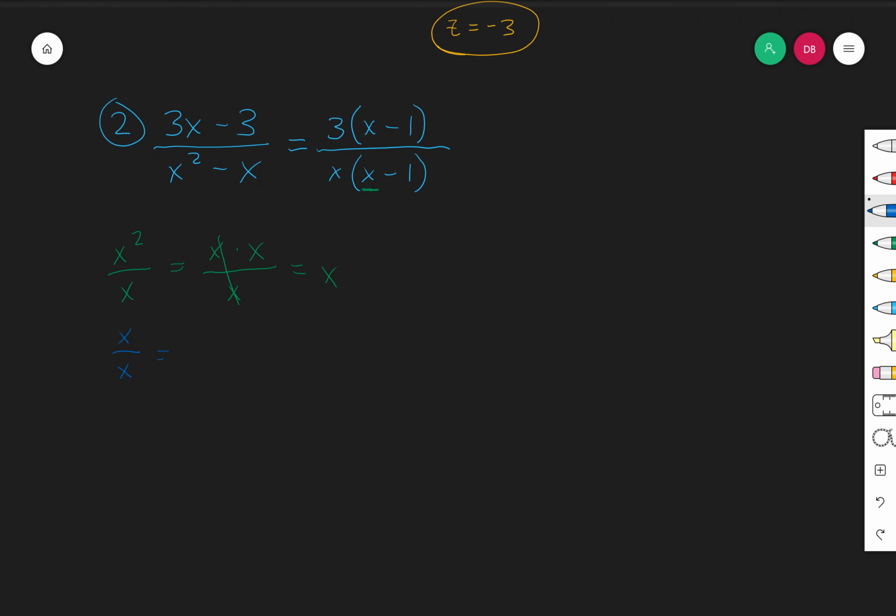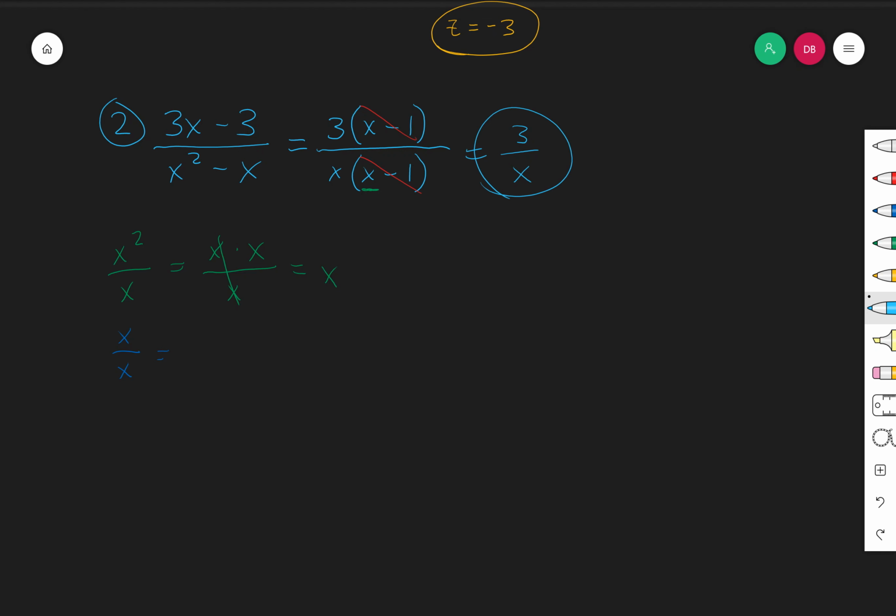Okay, anyway. Our second step is to cancel out the common factors here. It's pretty obvious that x minus 1 is our common factor. So we're just left with 3 over x. And that's as simplified as we can get.